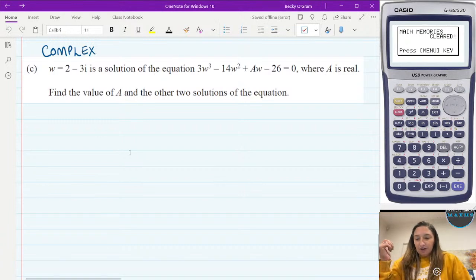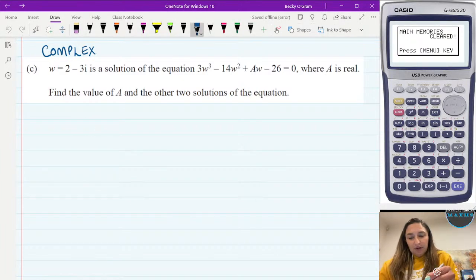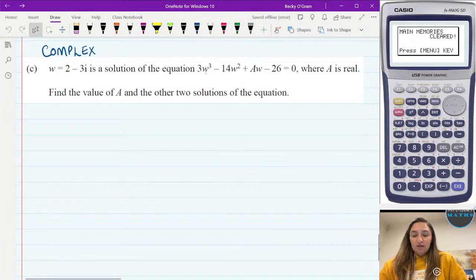All right, so let's begin with the complex numbers question for today. We have this set up with w is 2 minus 3i, and that's a solution to this equation here. We've got a missing piece of information with the a there. We're going to have to work that out at some point, and we're going to find the value of a and the other two solutions.